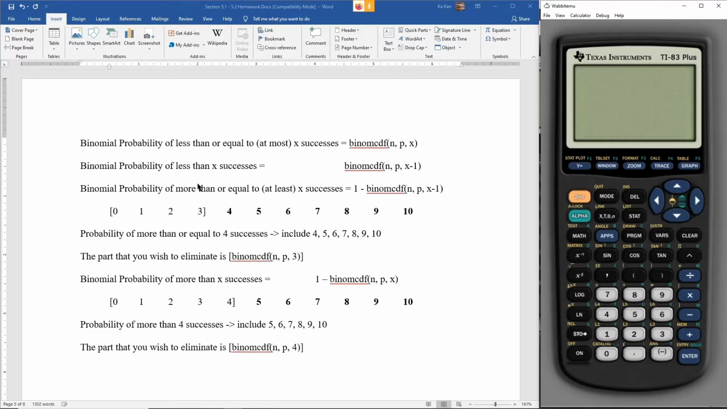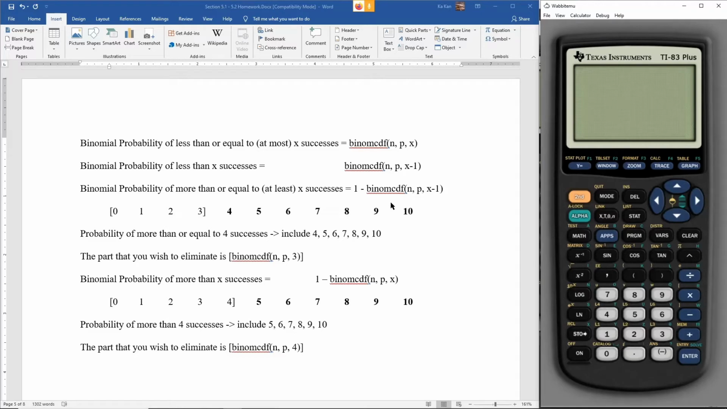Binomial probability of more than or equal to x successes, or at least, that's when you have to think about the 1 minus. I know it doesn't make a lot of sense right now. Well, let's say we have 10 students. We want to know the probability that more than or equal to 4 will pass this class, successes. Well, more than or equal to 4 means you go from 4 to 10. So from 4 to 10 is what I want.